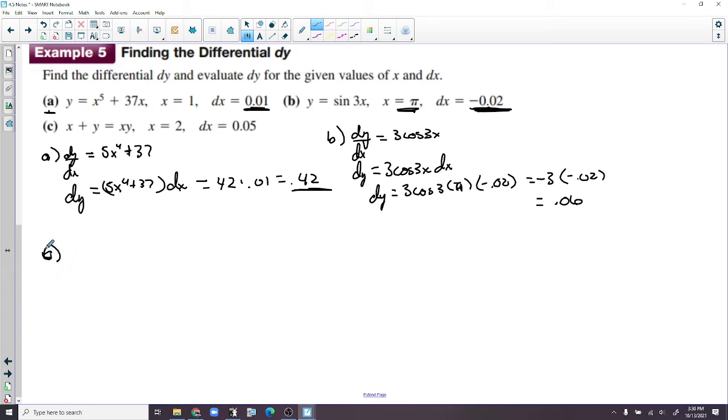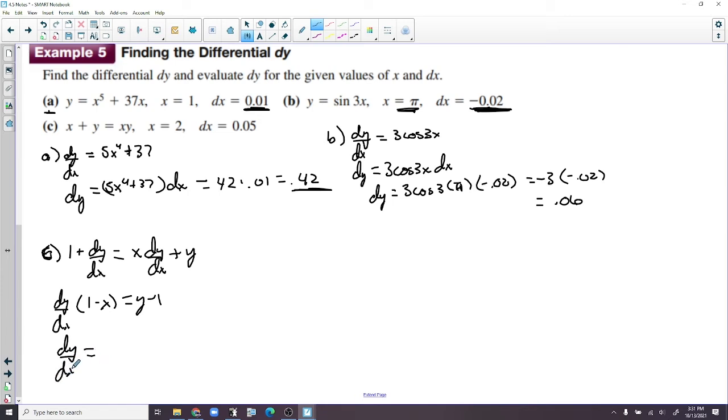Letter C, the difference now is we have to do the derivative implicitly. So 1 plus dy/dx is equal to first times the derivative of the second plus the second times the derivative of the first. If we move the x over and factor out the dy/dx, we get 1 minus x, and if I subtract the 1 over, we get y minus 1. So dy/dx is equal to (y minus 1) over (1 minus x). And then we just multiply the dx over. So dy is equal to (y minus 1) over (1 minus x) times dx.